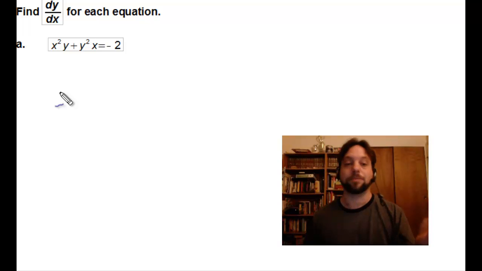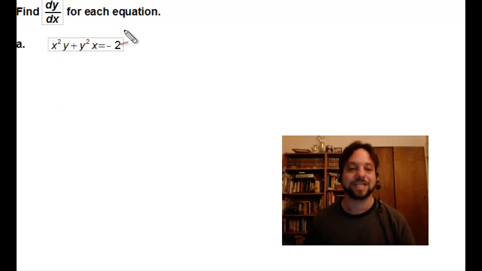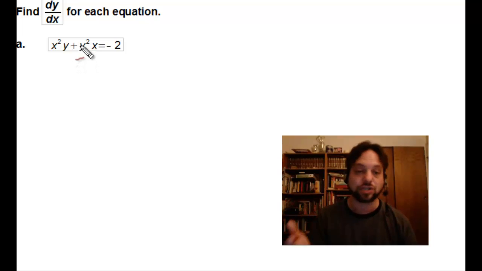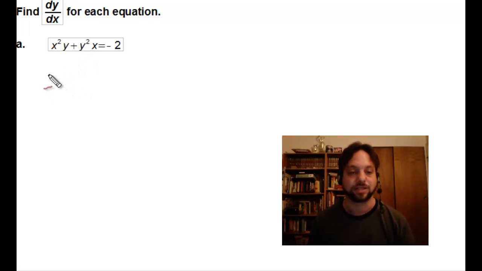So let's just jump into this, shall we? We have this nasty implicit function right here, or implicit equation, I suppose I should say. X squared y plus y squared x equals -2. And let's just go ahead and follow those four steps and see how this works out. I'll begin by differentiating this term right here. And of course, I will need the product rule for this.